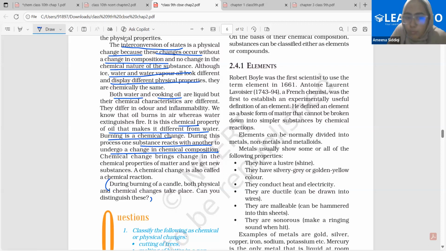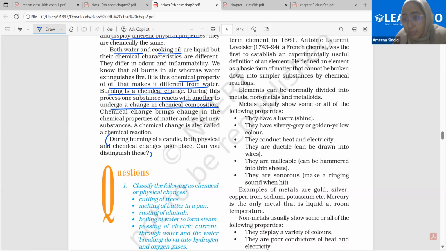During burning of a candle, both physical and chemical changes take place. Can you explain how? The physical change is the melting of wax, and the chemical change is the burning of the wick. So the melting of the wax, the change in the shape of the candle, all of that is physical change. And the reaction which is really leading to the burning of the candle, the wick, is the chemical change. The wick combining with the oxygen to form the flame and give off carbon dioxide is a chemical change. Good.